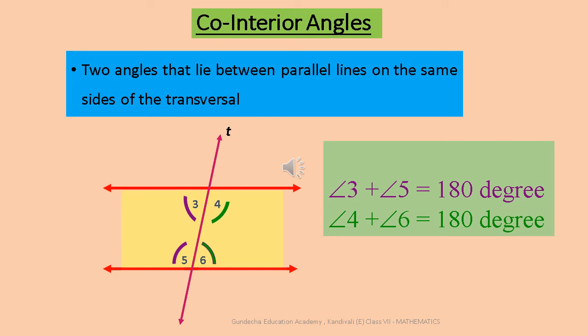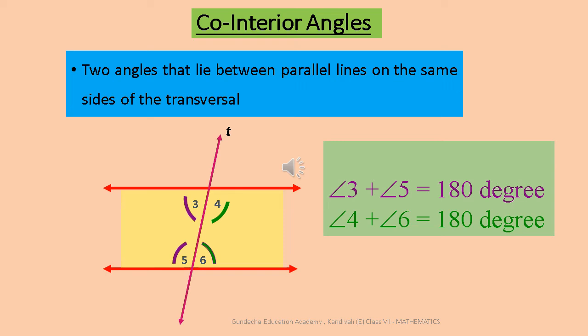Now let us learn about co-interior angles. Co-interior angles are two angles that lie between the parallel lines and are on the same side of the transversal. So here angle 3 and angle 5 are lying between the parallel lines and are on the same side of the transversal, but angle 3 and 5 are not equal.